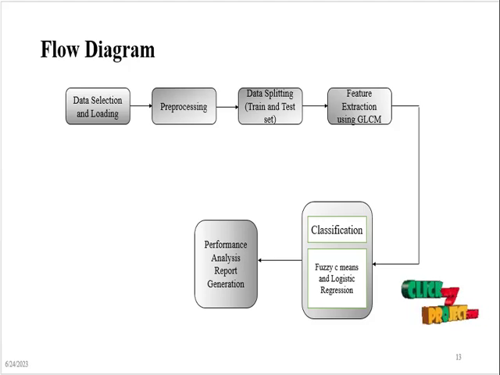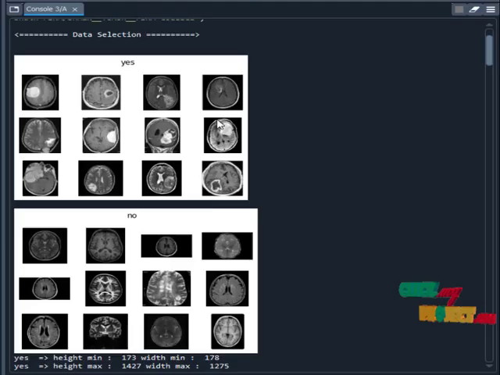Then feature extraction. Here we select the best features among our data with the use of the GLCM method, and then classification, that is algorithm implementation. We have used two algorithms: one is fuzzy C-means clustering and another one is logistic regression. At last, performance analysis and report generation. Here we check our algorithm performances and then prediction. Now we are going to see our project output.